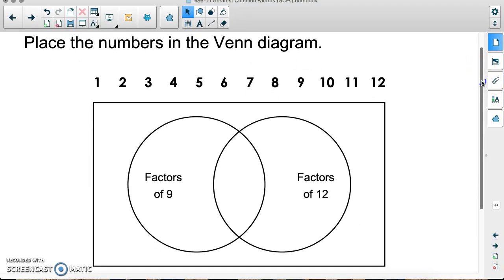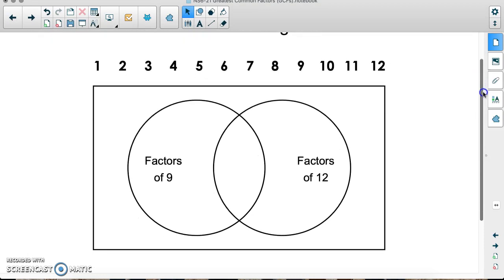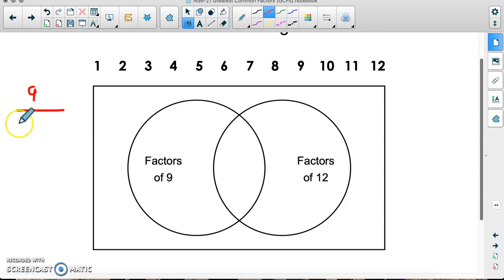So we're going to start by placing the numbers that are given below in the Venn diagram, sorting them based on factors of 9 and on factors of 12. So on this side, let's first think of all the ways that we can multiply to get to the number 9. So we know we can do 1 times 9. 2 times nothing will give us 9. We know we could do 3 times 3.